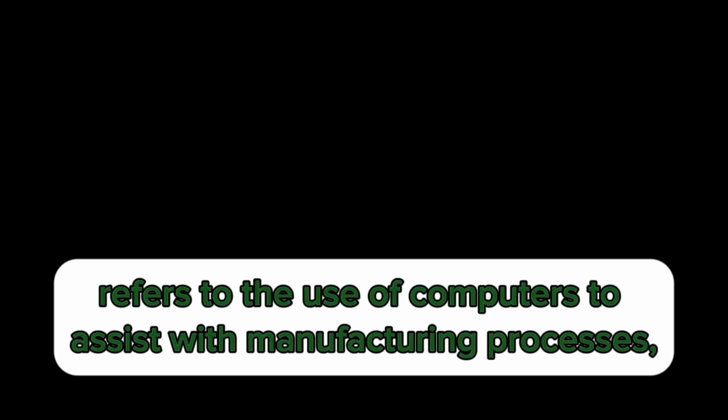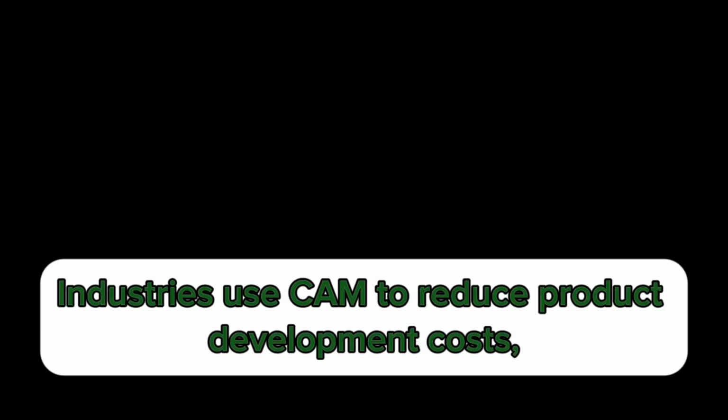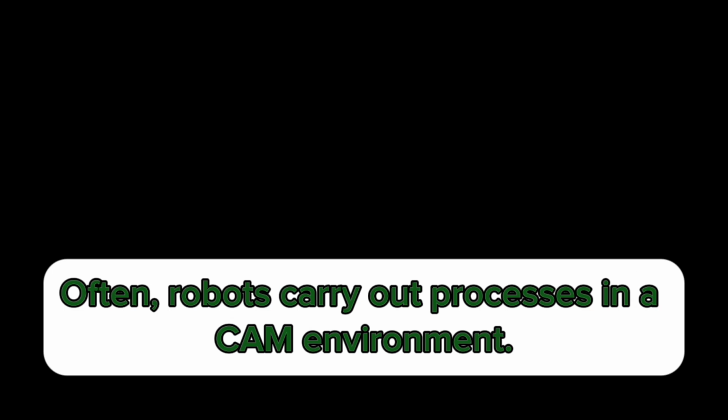Manufacturing. Computer-aided manufacturing (CAM) refers to the use of computers to assist with manufacturing processes, such as fabrication and assembly. Industries use CAM to reduce product development costs, shorten a product's time to market, and stay ahead of the competition. Often, robots carry out processes in a CAM environment. CAM is used by a variety of industries, including oil drilling, power generation, food production, and automobile manufacturing. Automobile plants, for example, have an entire line of industrial robots that assemble a car.